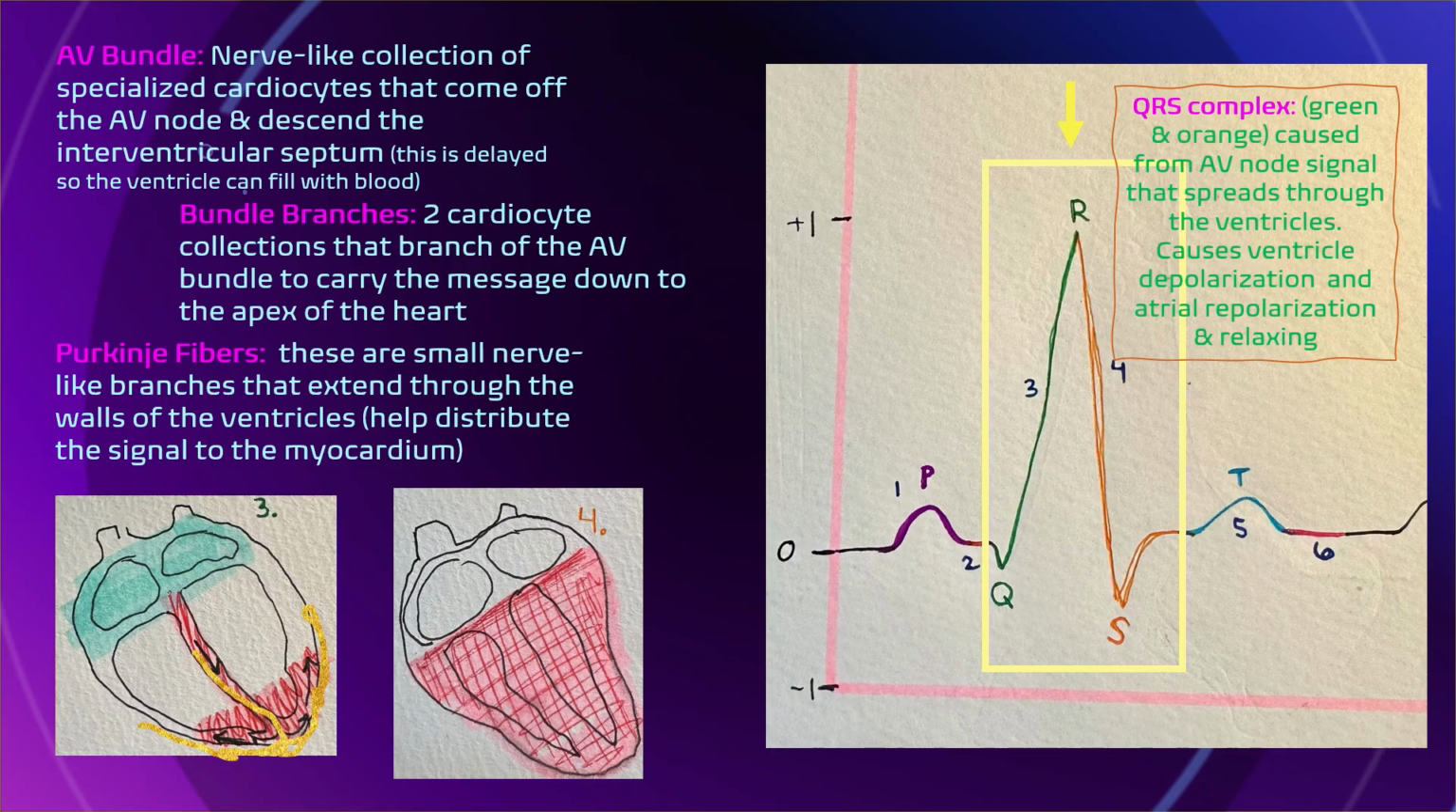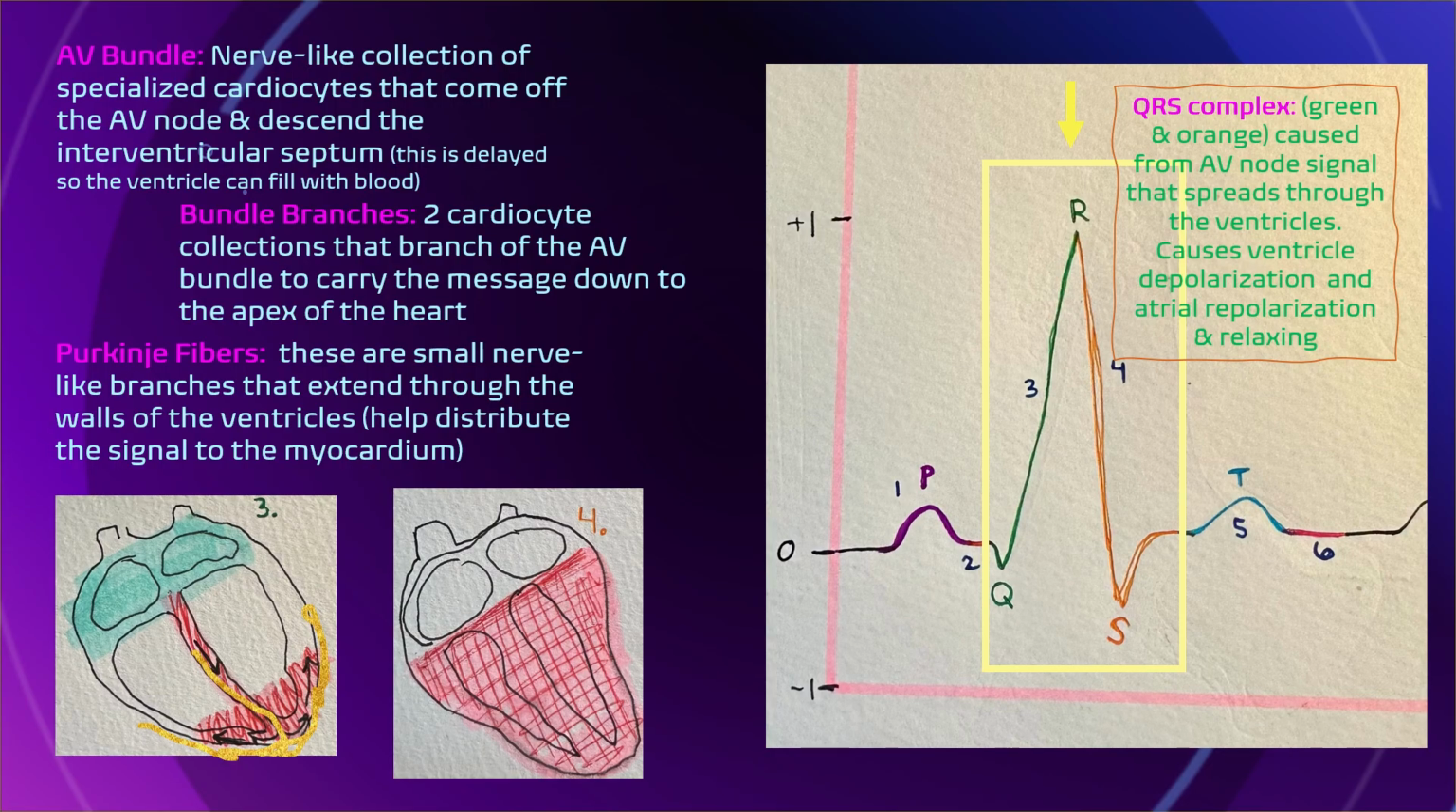So, the AV bundle. This is a nerve-like collection of specialized cells, again, that come off that AV node that we talked about on the previous page and descends to the interventricular septum. This is delayed and not cell to cell like usual cardiac cells, so the ventricles have time to fill with blood.